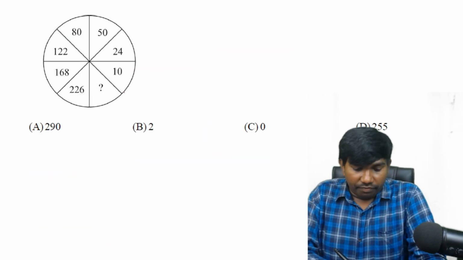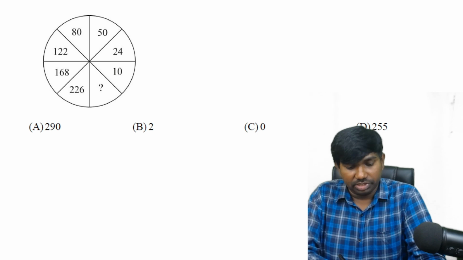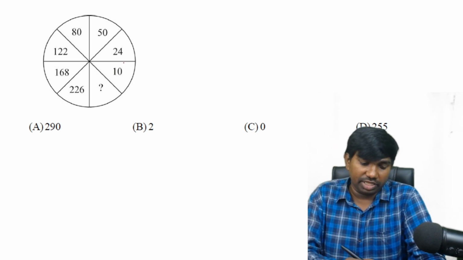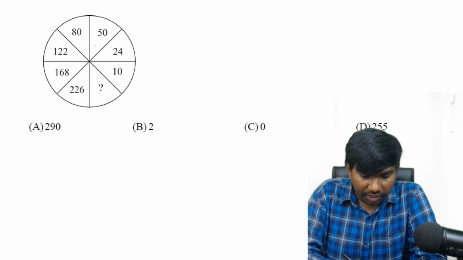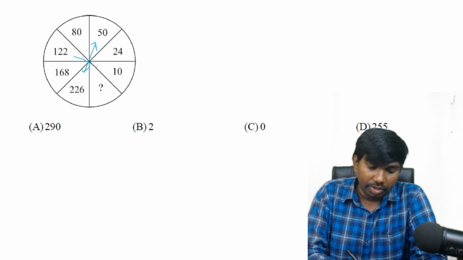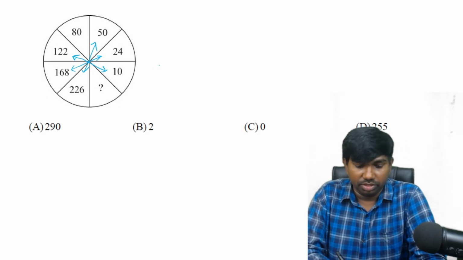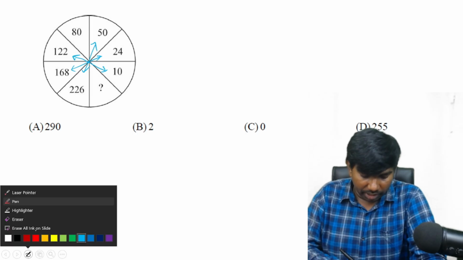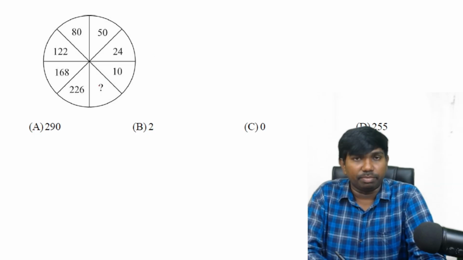Next question. First, let us observe opposite number cases. After that, if it is not satisfied, then we'll go by series logic. First, observe opposite locations. 50 and 226. Are those two numbers related anyway? In the same way, 10 and 122, and 24 and 168. So we are not getting any proper logic. So checking the other logic, which is nothing but series completion type.